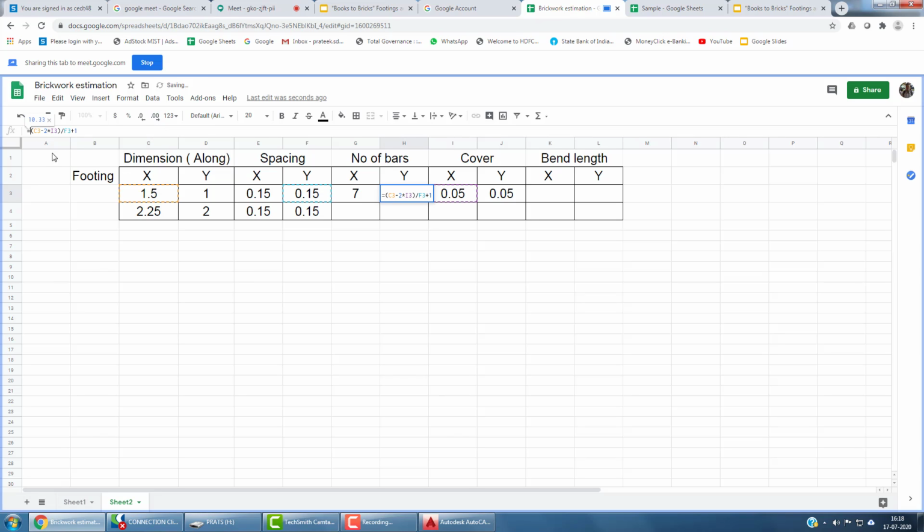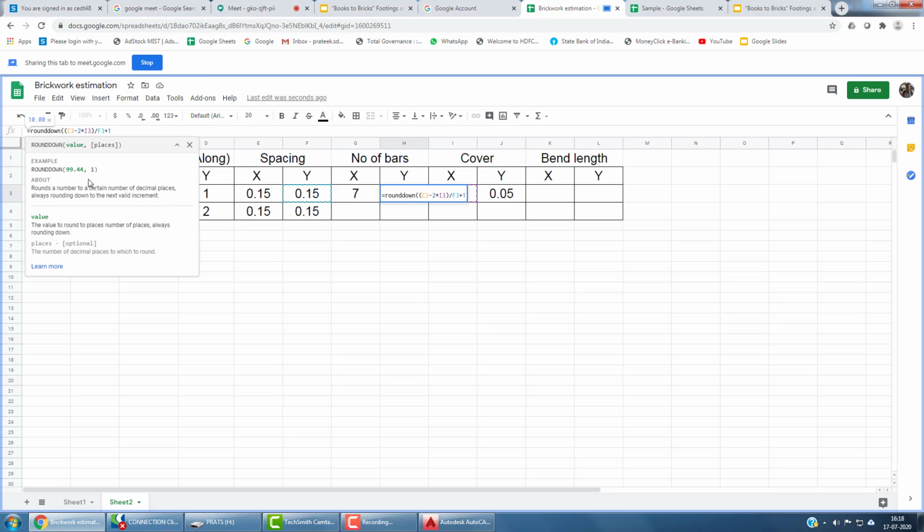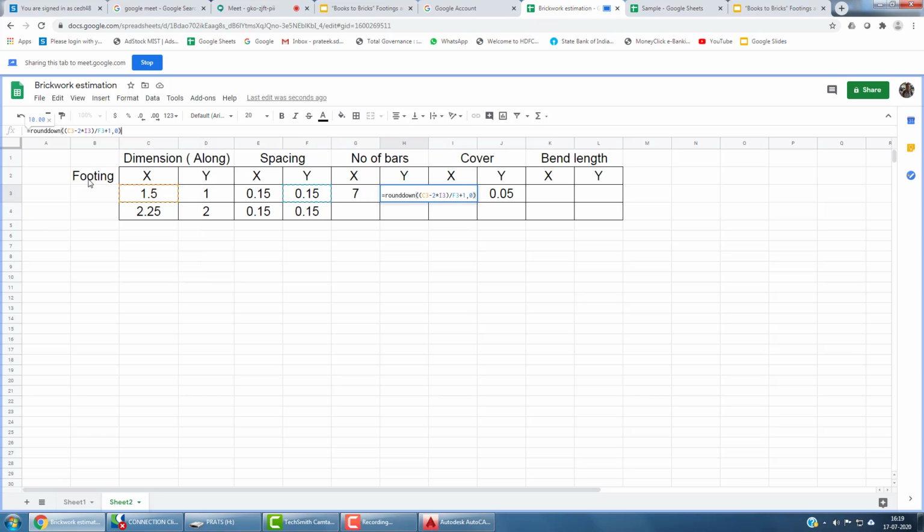So to make it 10, I will just write the function round down. The equation remains as it is, comma 0. It is rounded off to 0. So as you can see, it is 10. I will decrease the decimal places. Is it clear, guys? Yes, everybody.